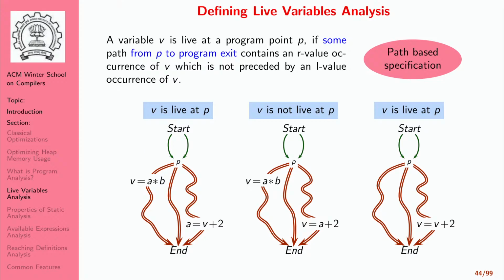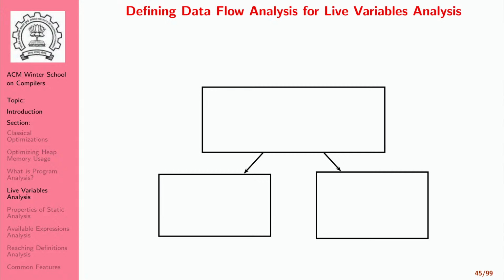From here on, we will simply try to formalize all these things, try to write mathematics for this. Is the concept okay? Fine. Let's proceed. So how do we define data flow analysis for live variables analysis?